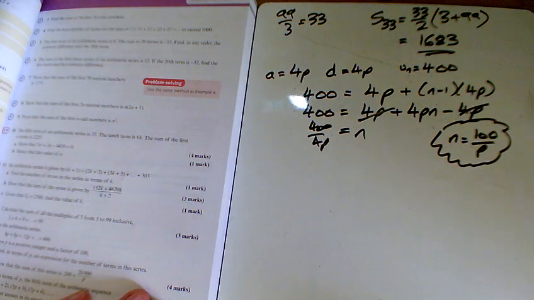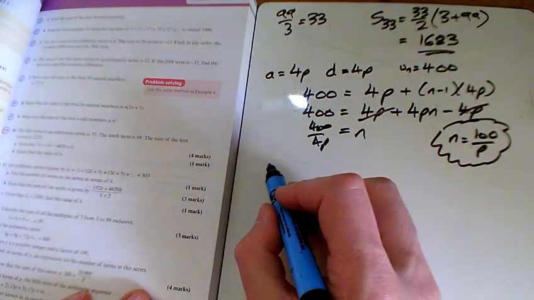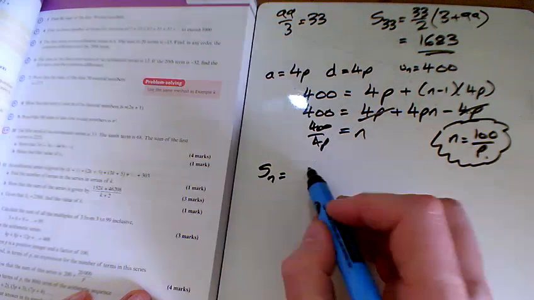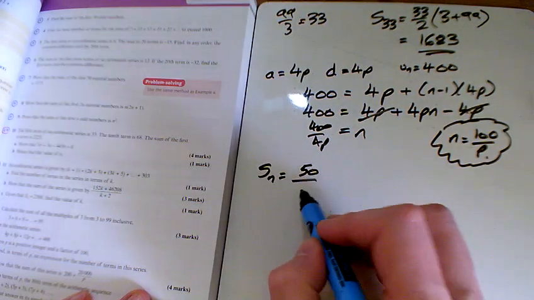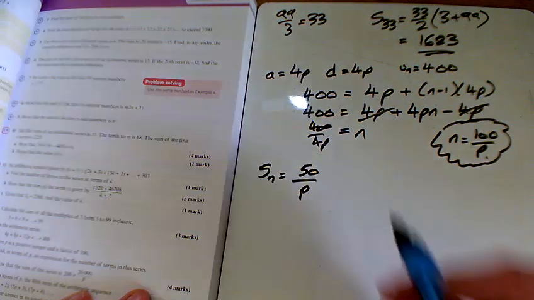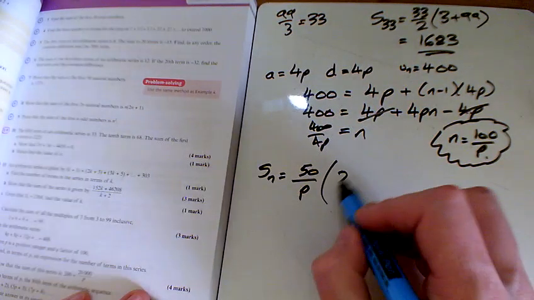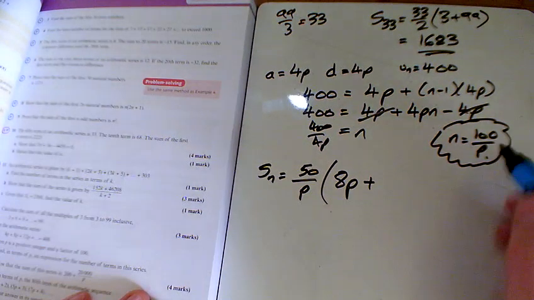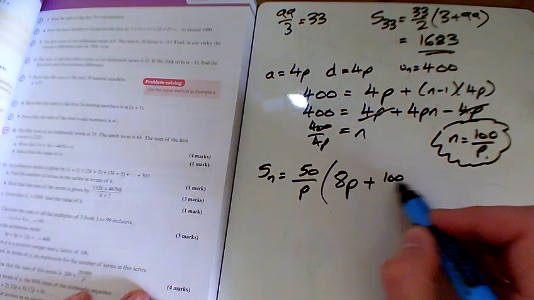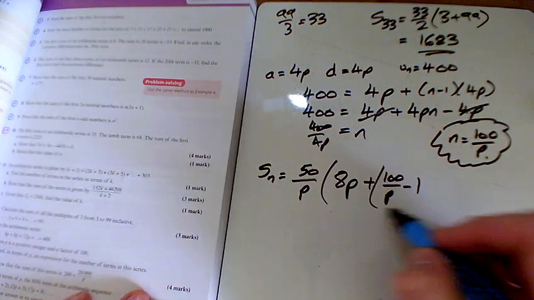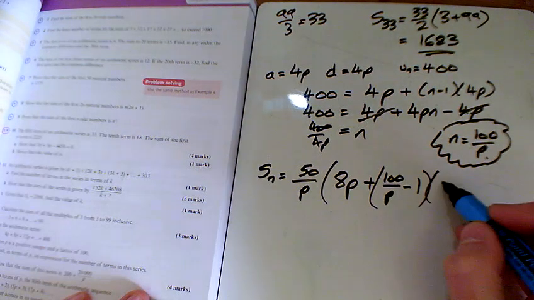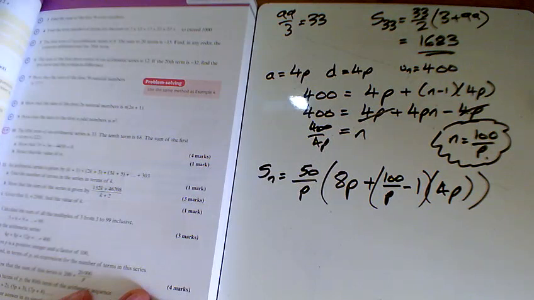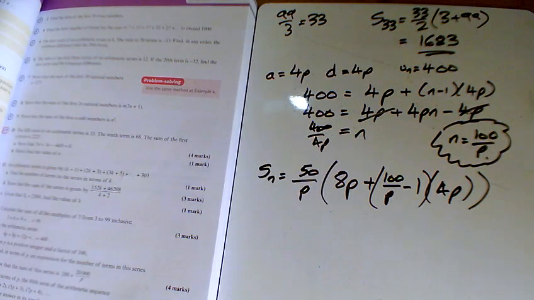Part 2 of that, find out what the sum is then. So Sn is n over 2, this over 2. I'm going to go straight in for that because you can now divide by 2. 2a plus n minus 1. That's going to be fun. 100 over p minus 1 times by the difference, which is 4p. So that looks a little bit grotty.